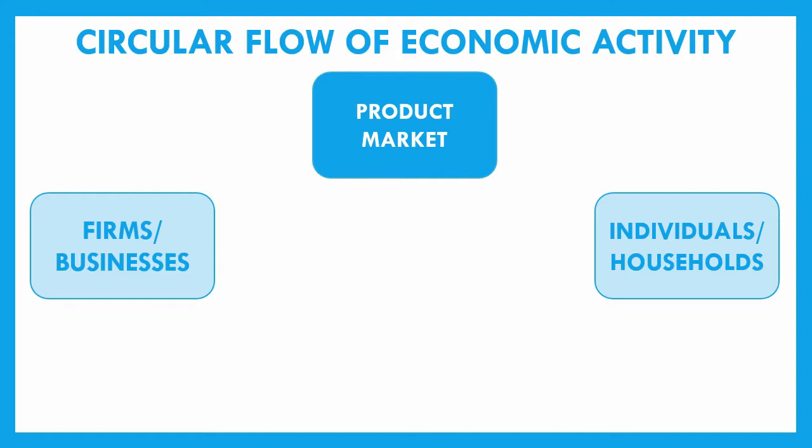Now, within the product market, we had said on the previous page that products or goods and services are being bought and sold. Now, we have to understand the role of each of these groups, whether firms and businesses or individuals and households, within the product market.